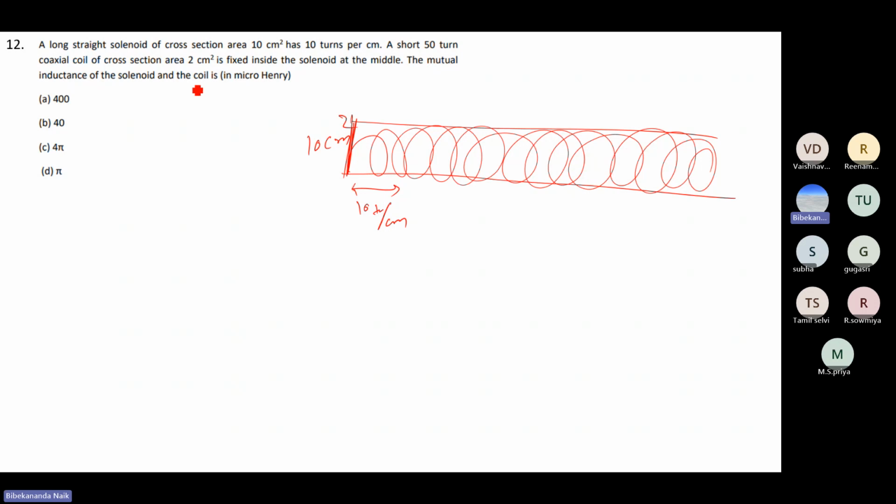A short 50 turn coaxial coil is fixed inside the solenoid at the middle. So at the middle, there is a small solenoid or coaxial coil. Now this has 50 turns. So here it has total 50 turns and the area of cross section is 2 centimeters square. Now what is the mutual inductance?